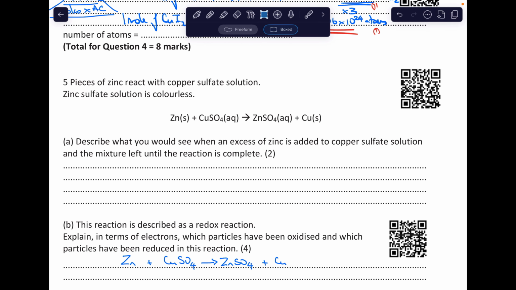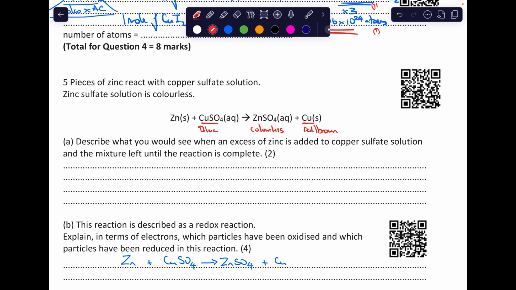Action is looking at some displacement chemistry, and this first one has got some useful information in the question. It tells us that the zinc sulfate is colorless, and we should know and remember from lessons that copper sulfate is a blue color, and also that copper is this red-brown metal. So let's use the information to answer the question.